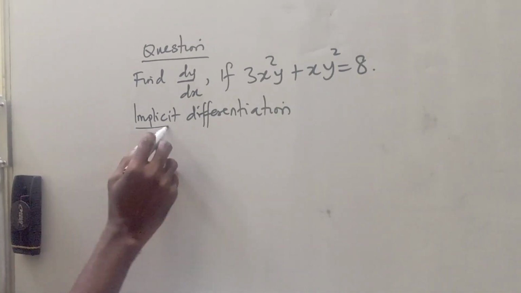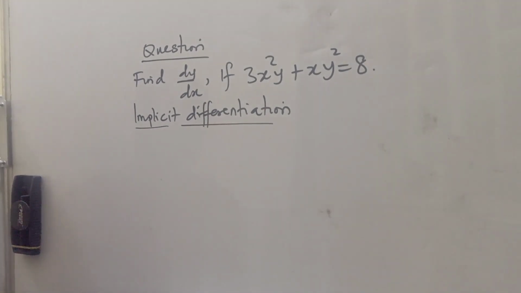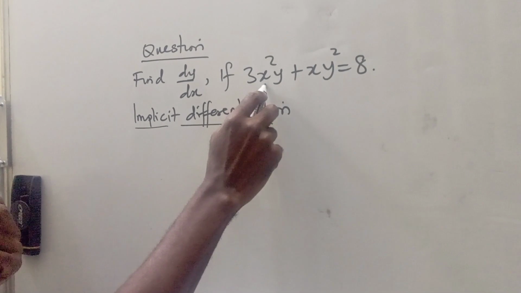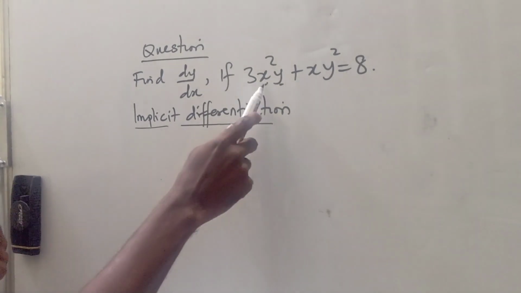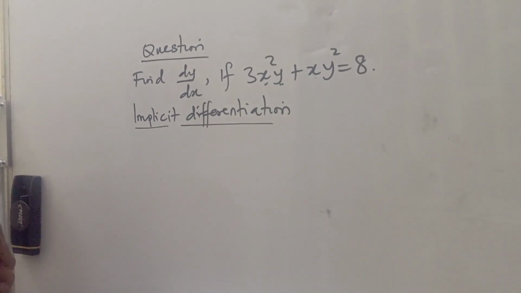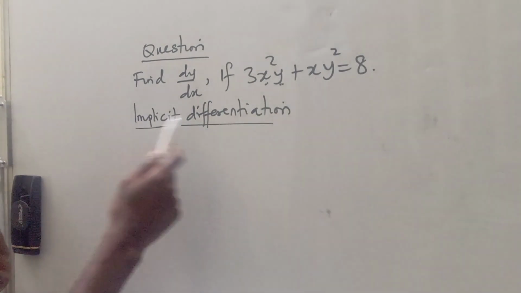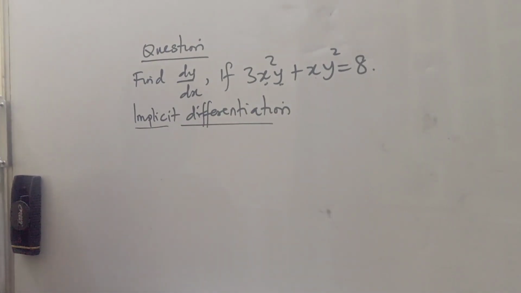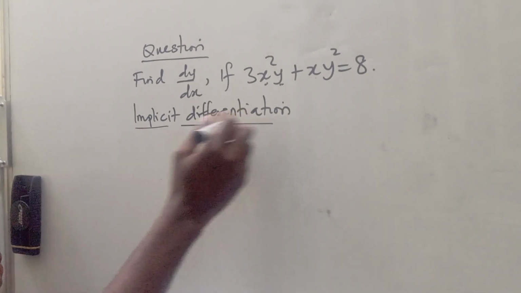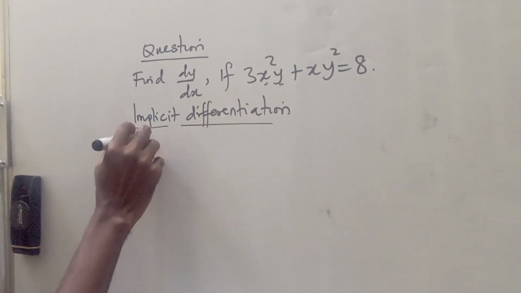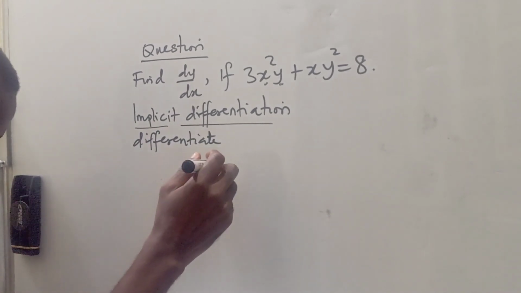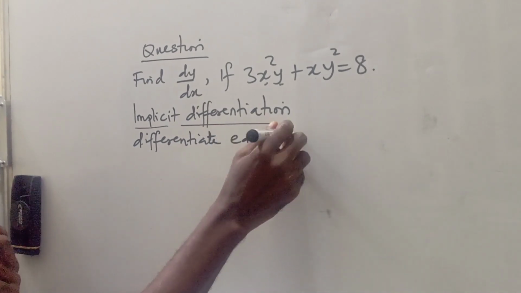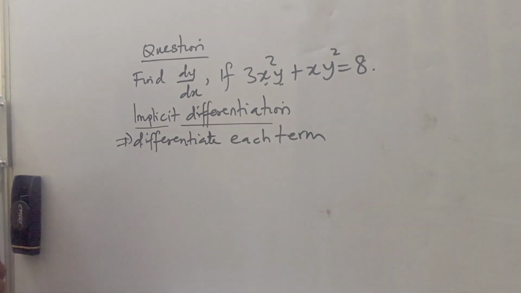So why did we say it's a problem on implicit differentiation? You see that the expression has x and y. It has a combination of x and y. Because it has a combination of x and y, we cannot just differentiate this without applying this principle. So for implicit differentiation, we are going to differentiate each term.